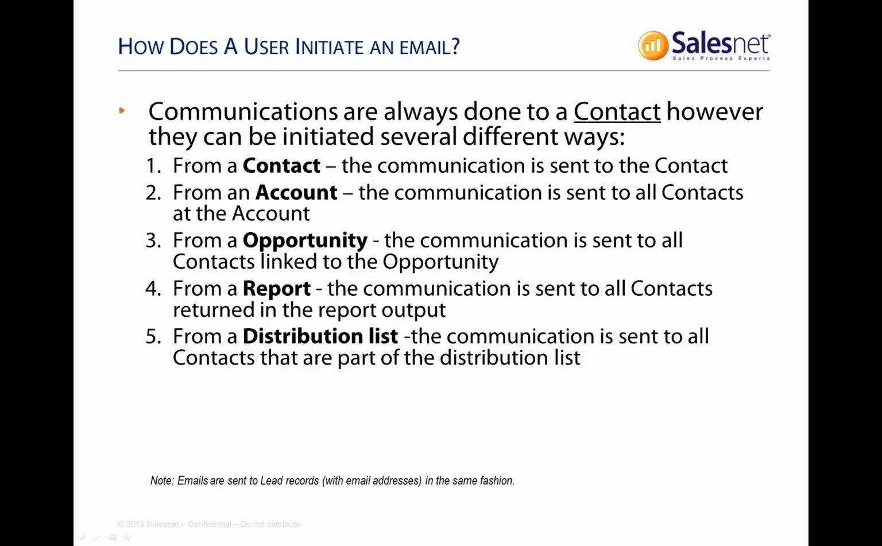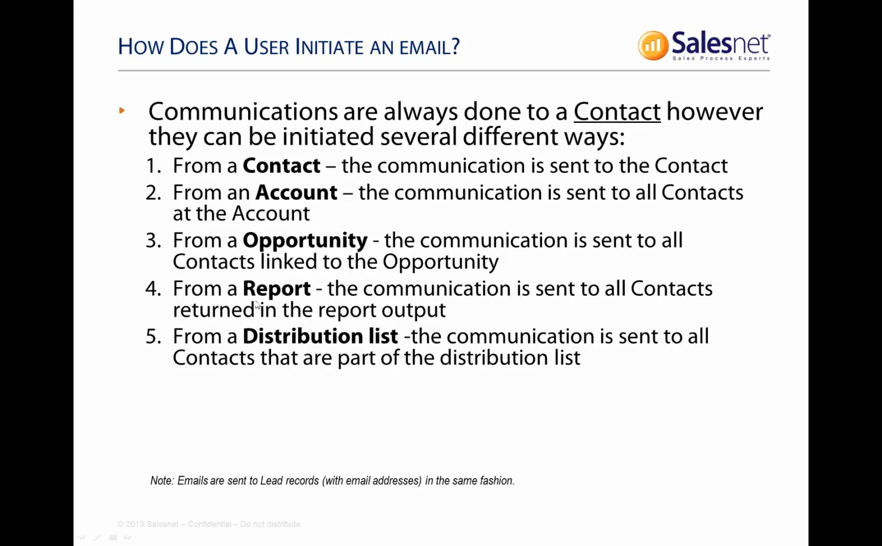First of all, you can go directly to the record, and you can choose to add a COM event. If you do that to an account, it will send emails to all the contacts tied to that account. If you do it with an opportunity, it will send an email to all the contacts on the opportunity with an email address. You kind of get the picture.